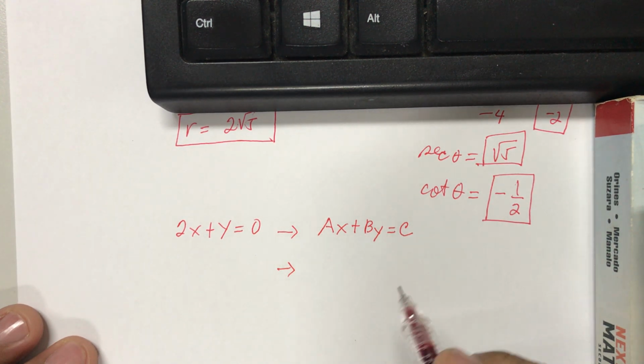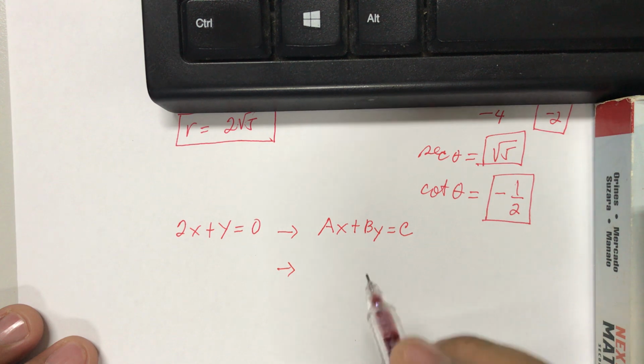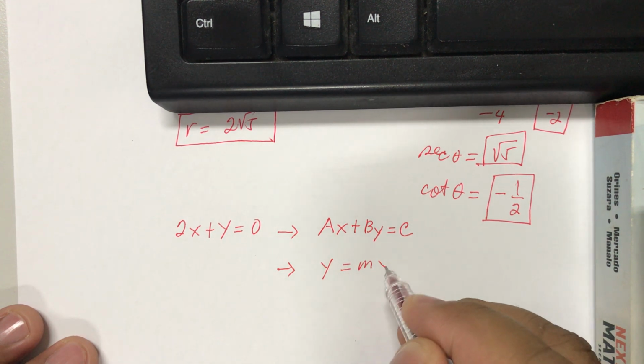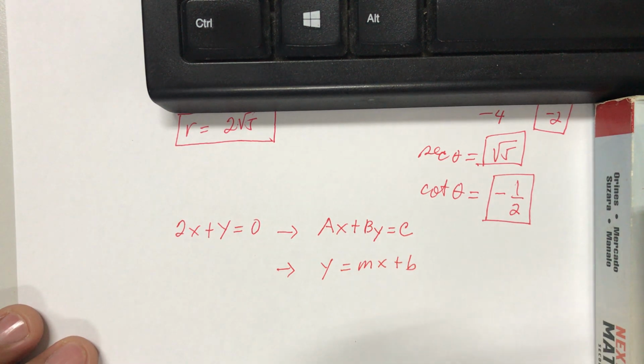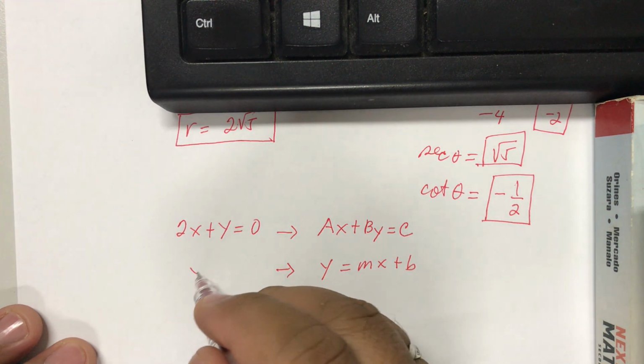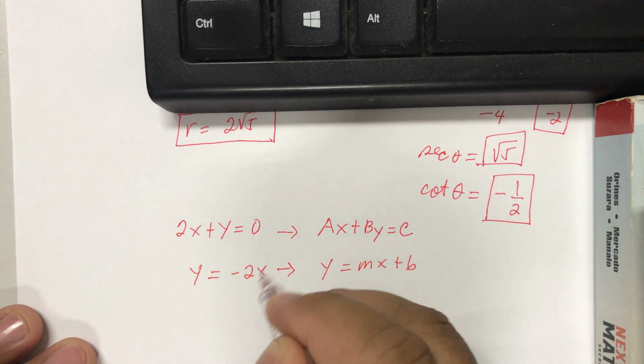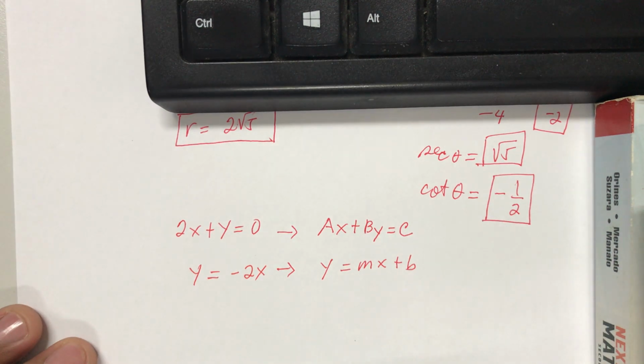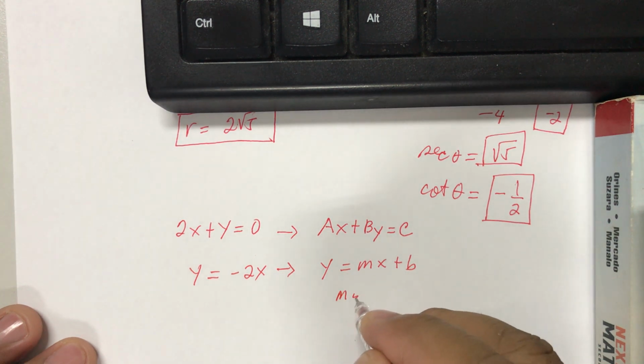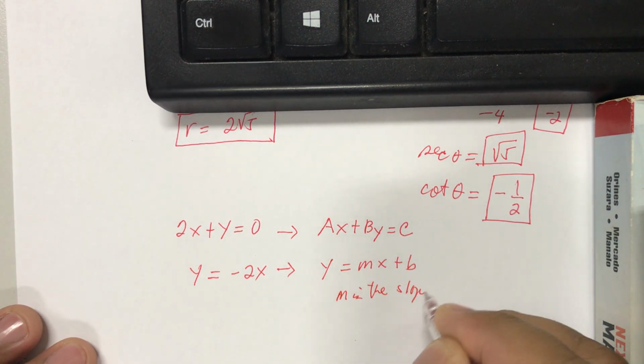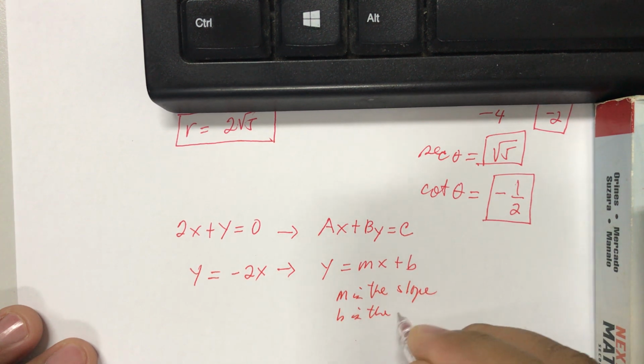There is also what you call the slope-intercept form, y is equal to mx plus b. I hope you still remember that. Again, y equals mx plus b is the slope-intercept form. So if 2x plus y is equal to 0, therefore y is equal to negative 2x, which is the slope-intercept form. By the way, in y equals mx plus b, m is the slope, while b is the y-intercept.